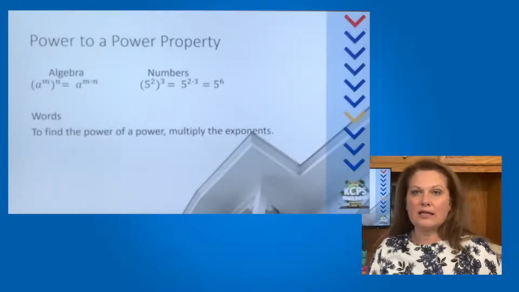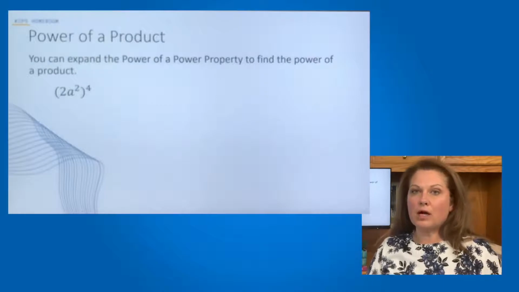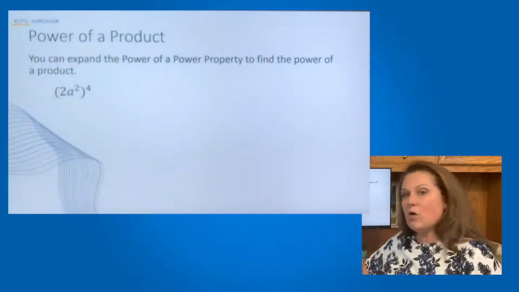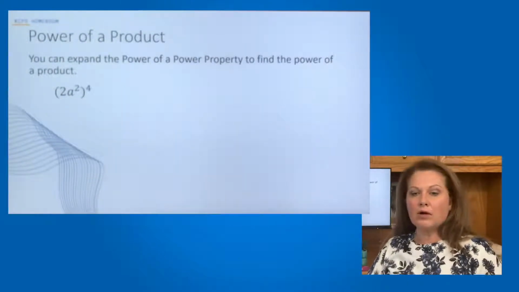Let's take a look at another example. This time we're going to throw in a power of a product. You'll notice this time we have a coefficient of 2 in front of our variable power.